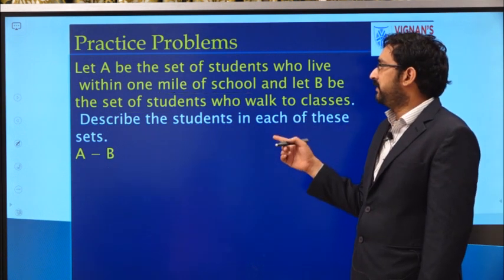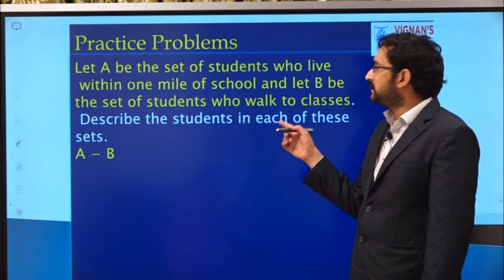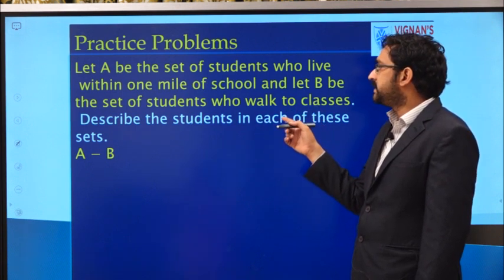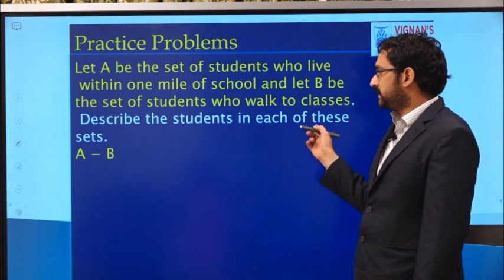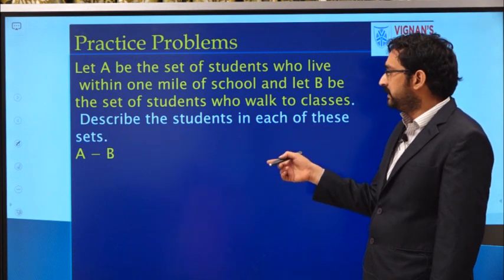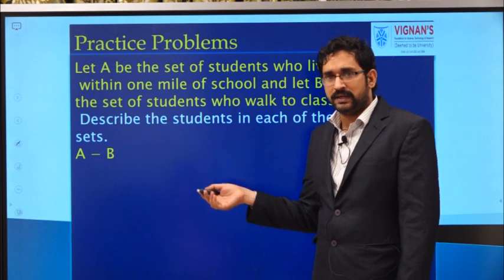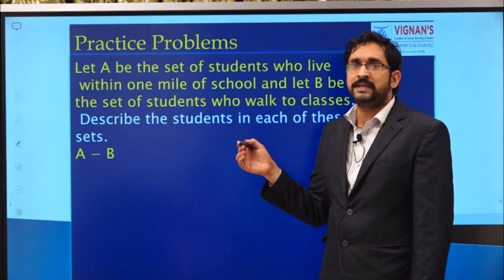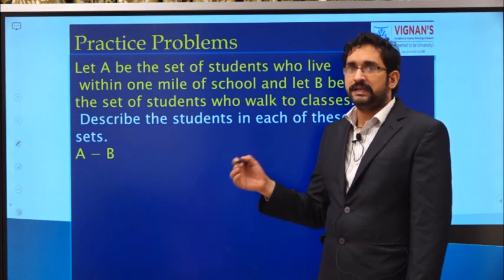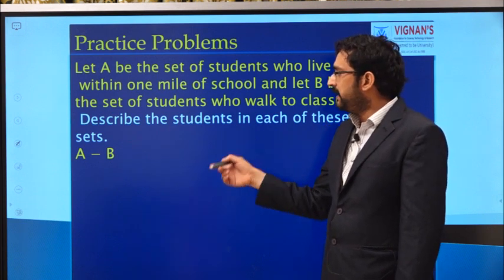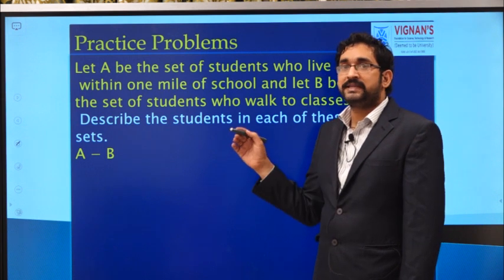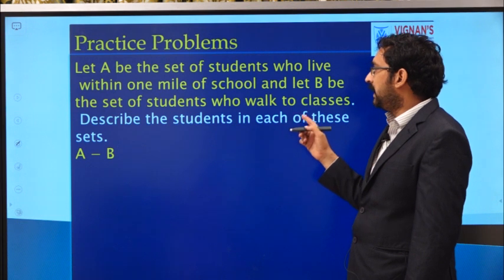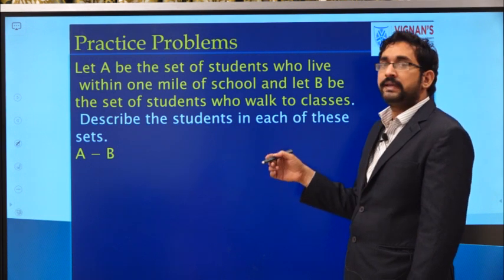Here one more problem is given. Let A represent the set of all students who live within 1 mile of the school, and B denotes the set of all students who walk to the classes. Here A minus B is given. We have to express it as an English sentence. We know that A minus B contains the set of all elements which are in A but not in B. Hence A minus B can be represented as the set of all students who live within 1 mile of school and who do not walk to the classes.